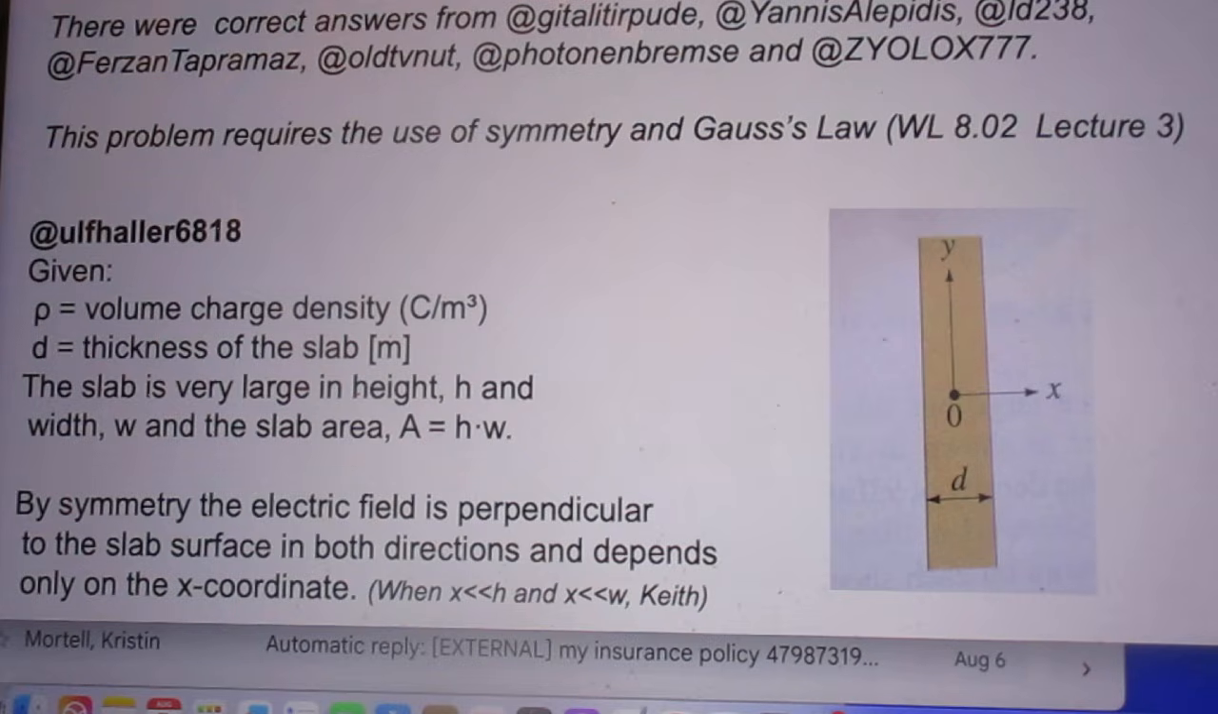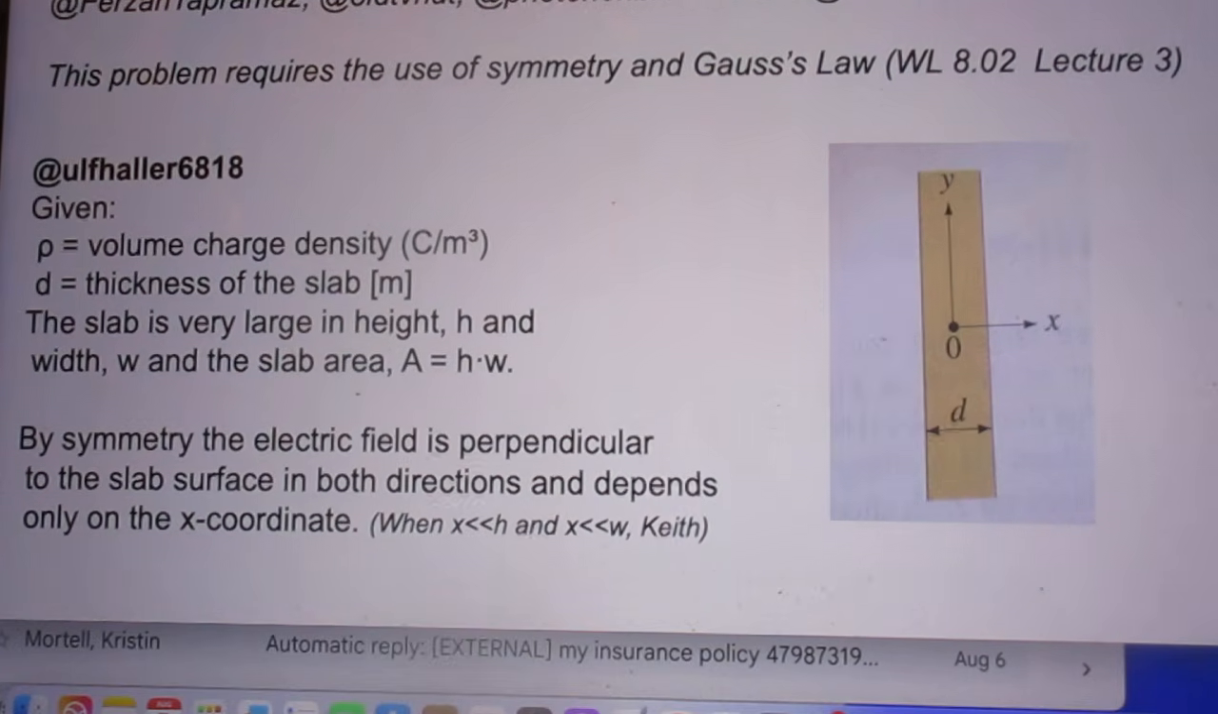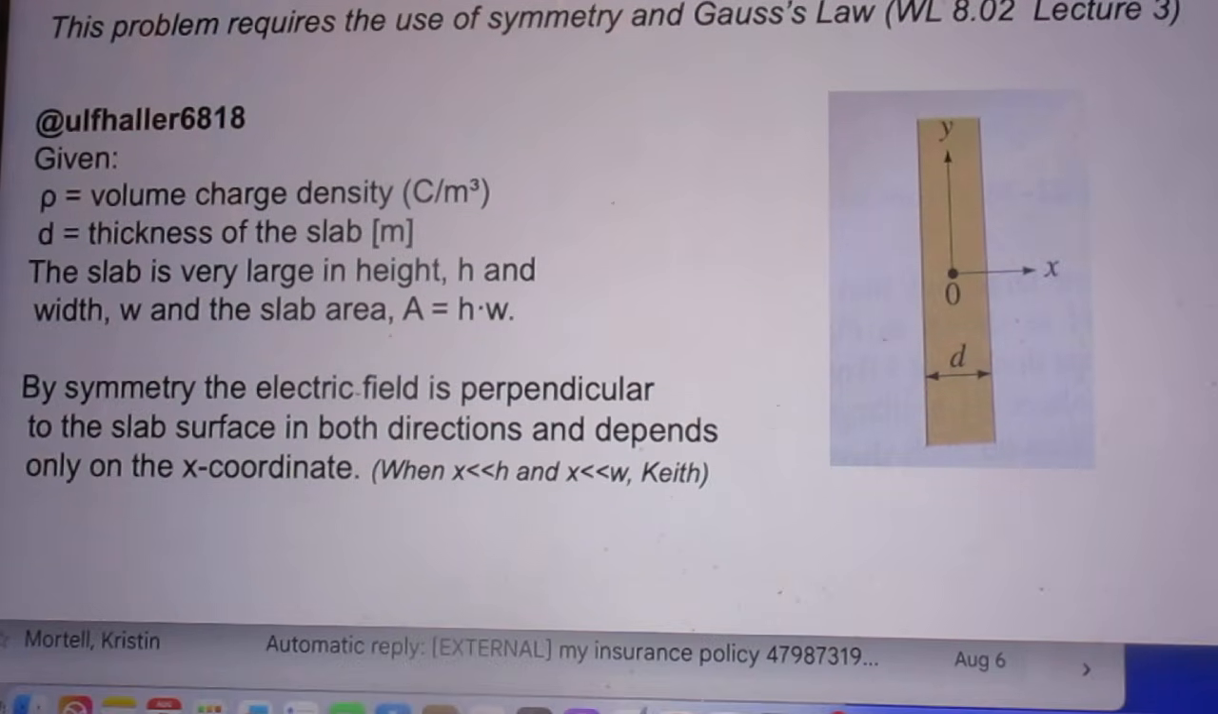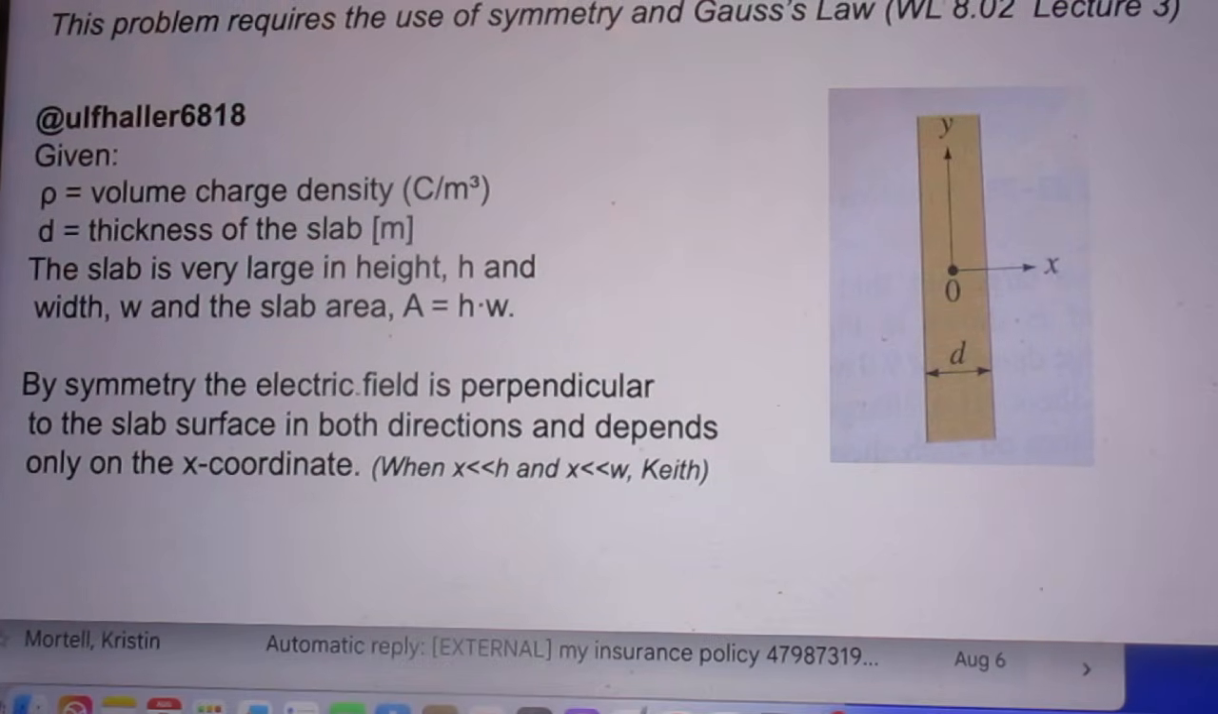You see Old TV Nut, he is often there. And Gita Litpuri, hard to pronounce, she is also often there. This problem requires the use of symmetry and Gauss law, which I cover in my lecture number 3 of 802.